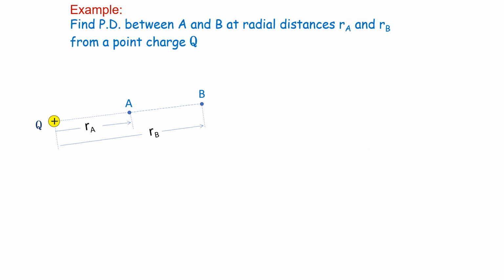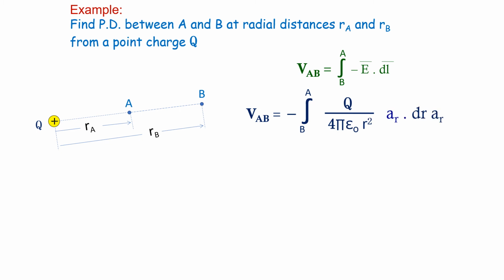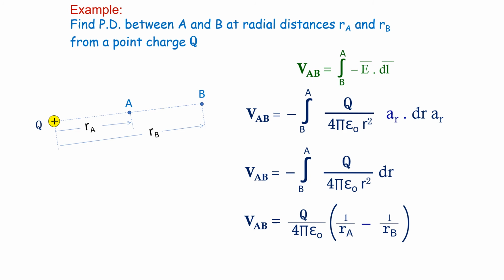Find the potential difference between A and B, which are at radial distances of RA and RB from the point charge Q. We know VAB as integral B to A minus E bar dot dl bar. Substituting for E as Q divided by 4 pi epsilon naught R square and carrying out the integration, we get the final expression for VAB as Q divided by 4 pi epsilon naught into 1 by RA minus 1 by RB.